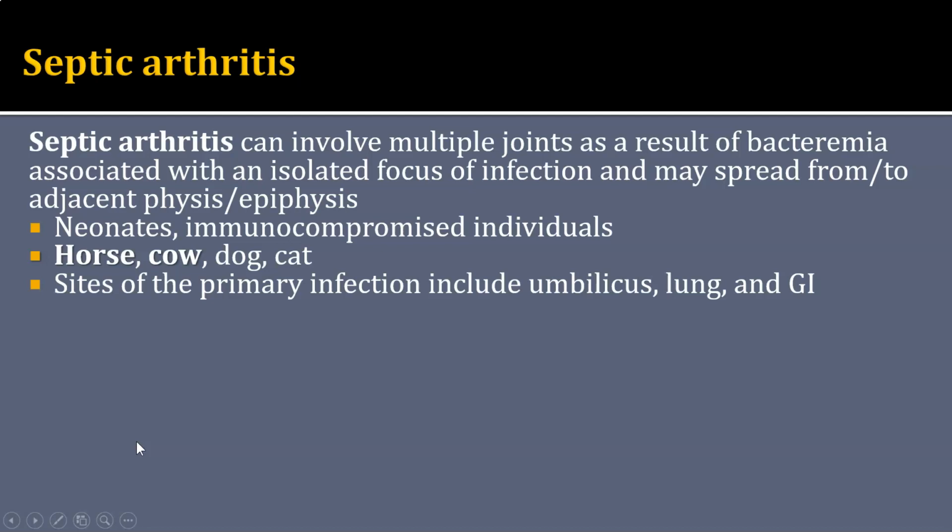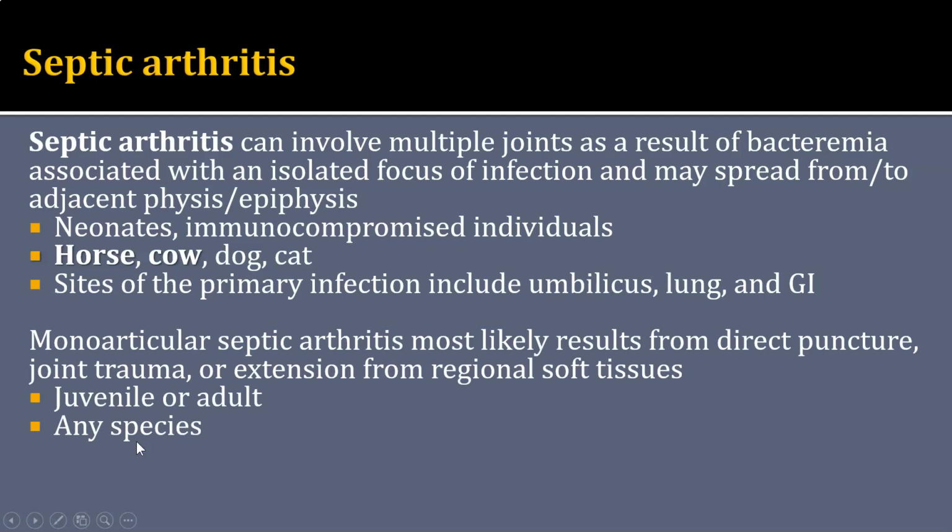And then that can spread either directly to the synovium or, as we learned about in osteomyelitis, hematogenous spread of bacteremia may like to go to the physis or the epiphysis, and then from there it can actually spread into the joint space. With the hematogenous route of infection, the neonates of the horse and the cow are the most commonly affected, but immunocompromised individuals who are older can also be affected. As I said, the horse and the cow are the more common species in which we will identify septic arthritis, but the dog and the cat can also have septic arthritis.